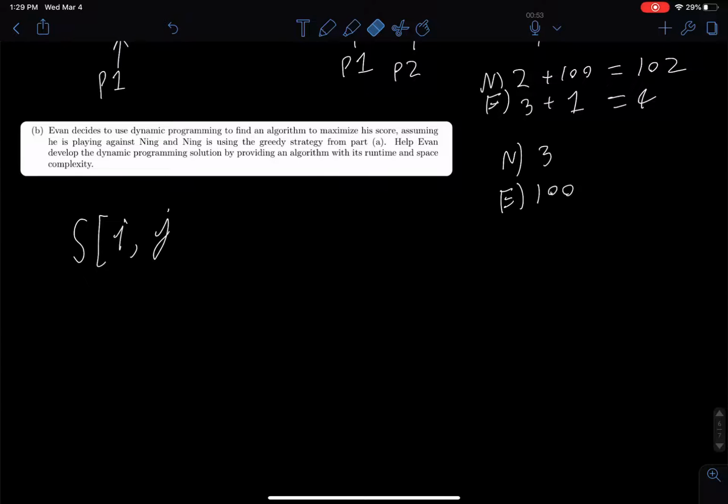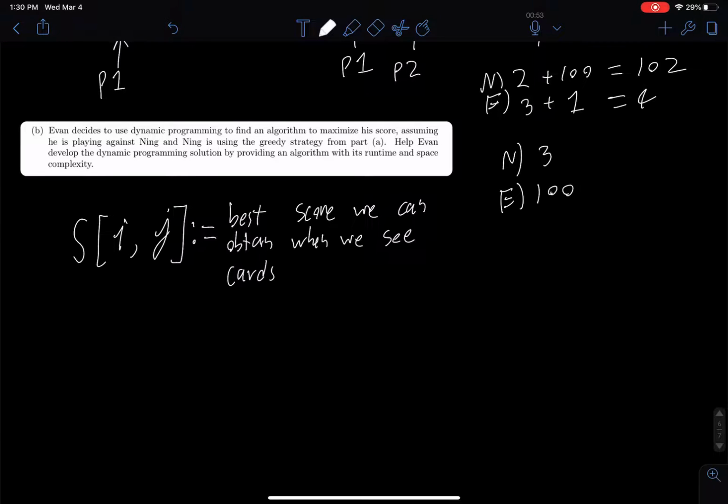S sub ij is going to be defined as the best score we can obtain when we see cards i through j on our turn. So we can see immediately, just like in problem 2, that we have two extremes of cases.